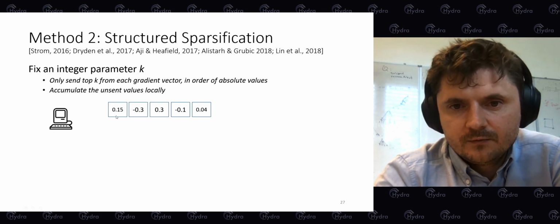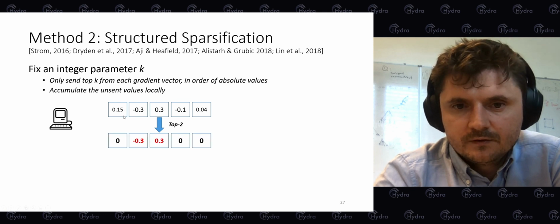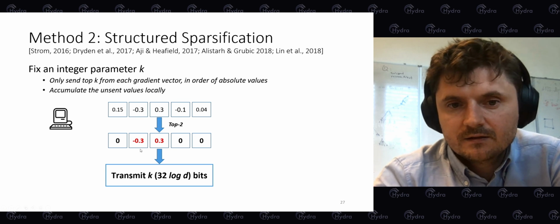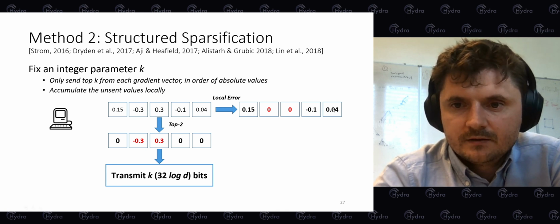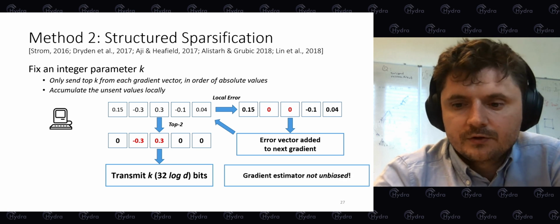Algorithmically, if we take our previous vector and I want to only send the top two, I will sort these values by their modulus, select these two, and send them. So I'm going to send k times 32 times log d bits. 32 comes because I send the clear-text value, k comes from the number of values I send, and log d comes because I have to send their indices in this vector of entries. Then I compute the error locally. There's zero error for the values I send, but non-trivial error for the values I did not send, and I push it into the next gradient.